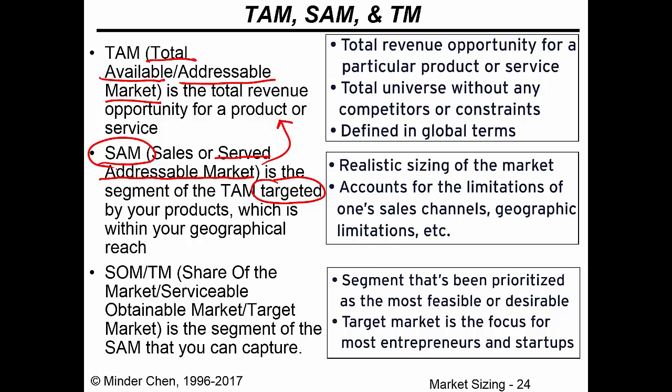An even smaller one is called SOM, S-O-M. SOM also has two ways to be spelled out. Some people simply call it share of the market, and it can also be spelled out as serviceable obtainable market. It's kind of a mouthful, but I like this a little better because share of market is pretty vague. We call it market share, which is sometimes misleading. But anyway, SOM is the serviceable obtainable market.